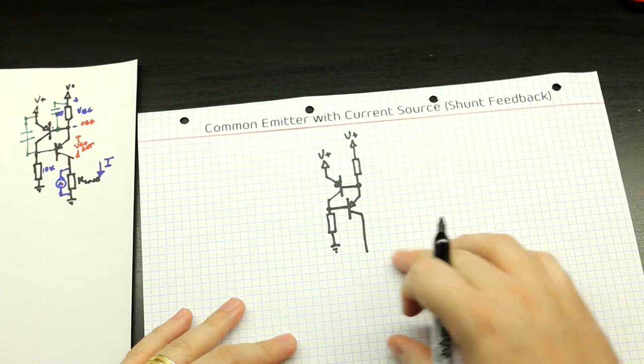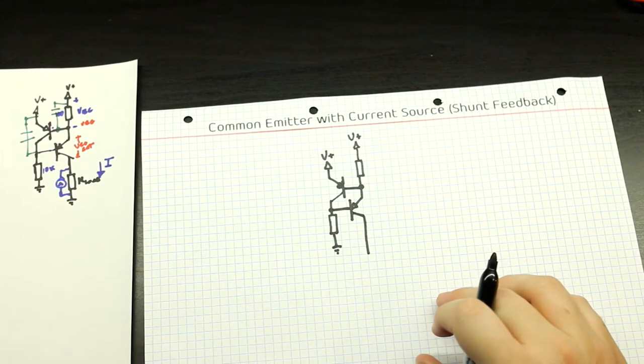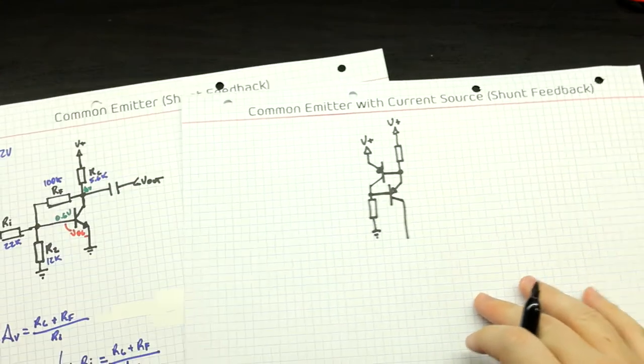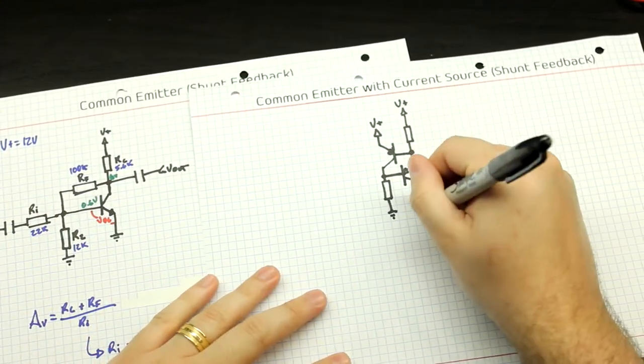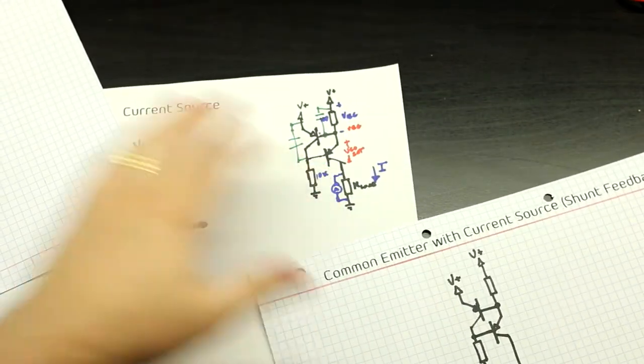So now that we have our current source, let's put the exact same circuit that we had before with the common emitter. As you can see, we are literally just combining these two circuits together.